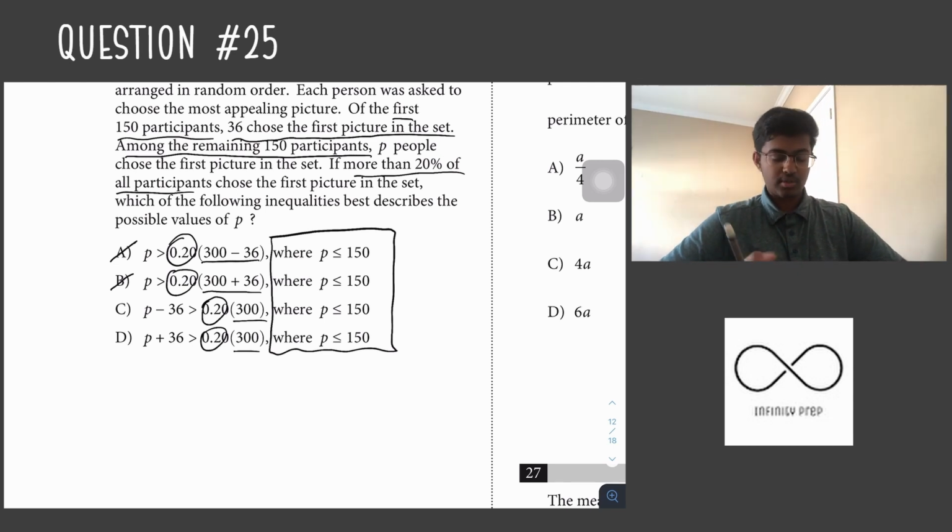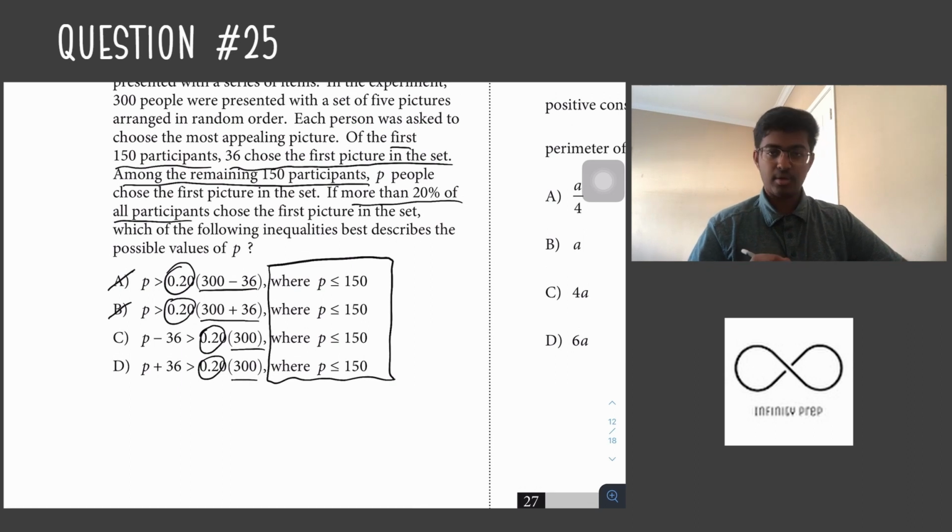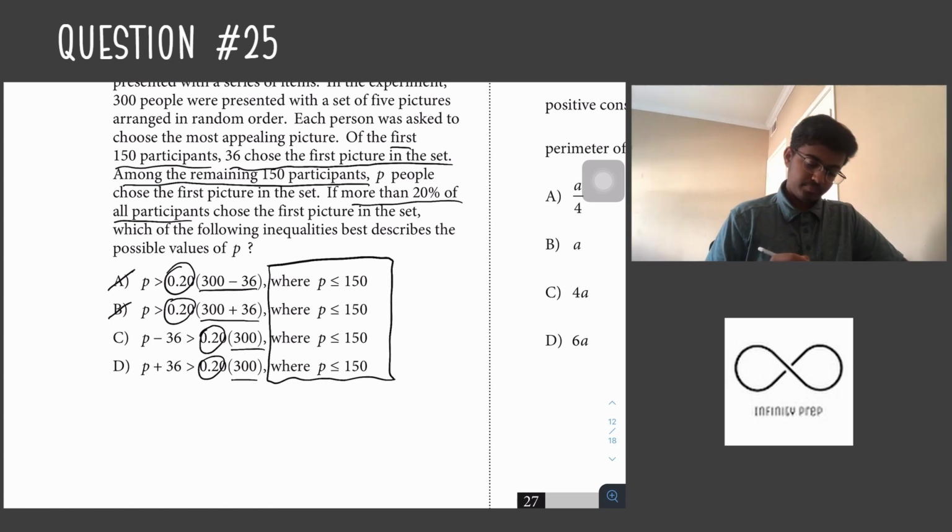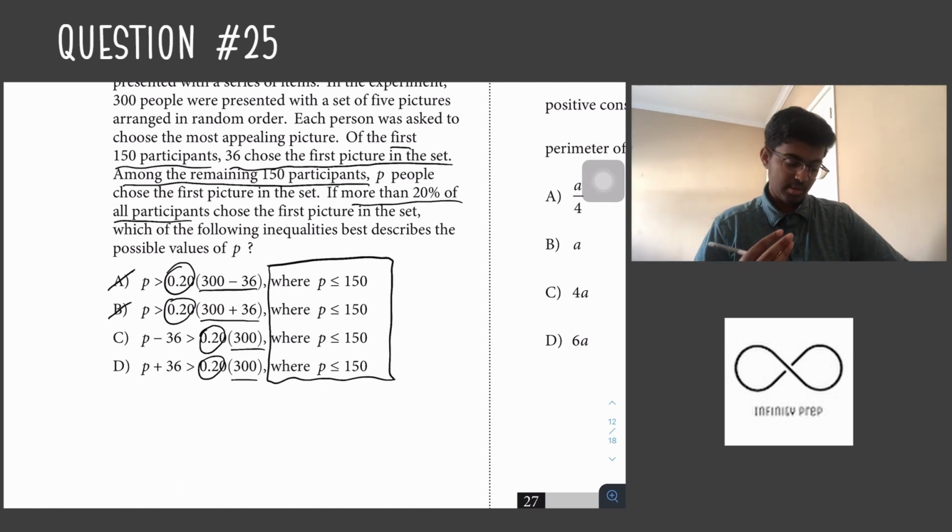C and D are both 300, which follows the if more than 20% of all participants. So both of them could be possible. So let's take a look at another condition. Of the first 150 participants, 36 chose the first picture in the set. And then P is the people who chose the first picture in the set. There were, among the people who didn't initially choose the first picture in the set, which were 36. So what we have to do is add 36.